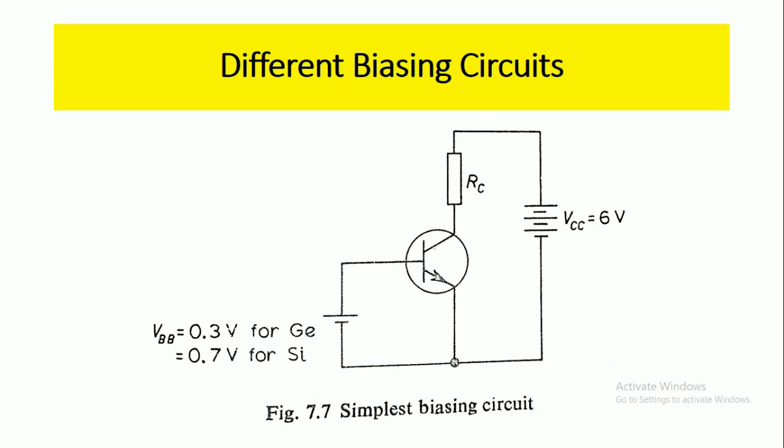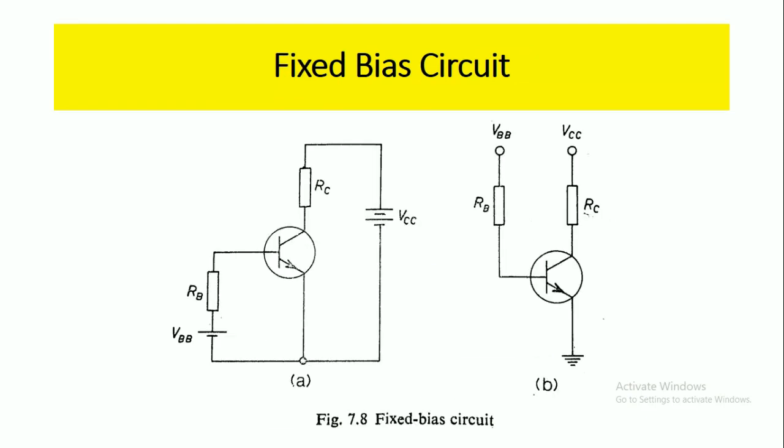We will not get a battery voltage of 0.3 volts or 0.7 volts in the market. It is very difficult to get this type of battery, so it is not possible, and this circuit is not used. So for this, a modified circuit is introduced. Generally we can call that circuit a fixed bias circuit.